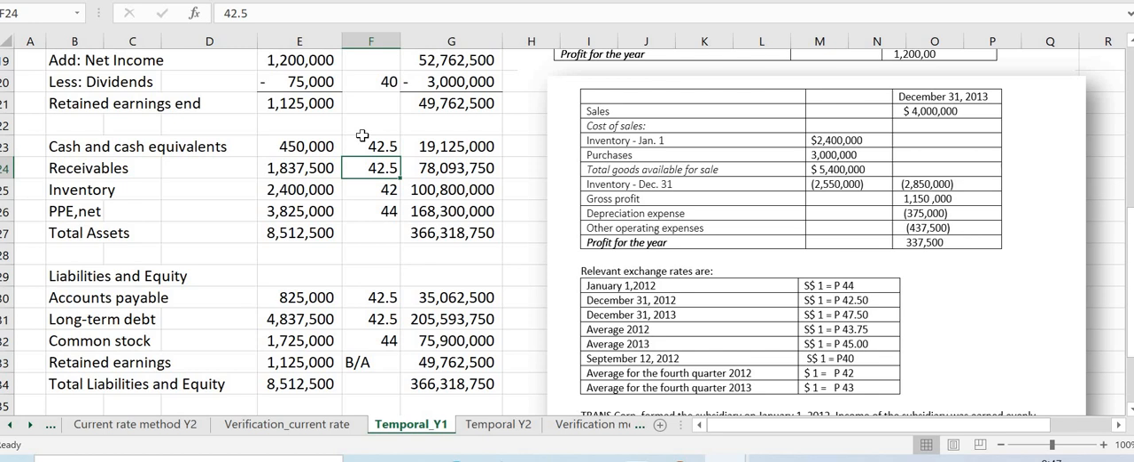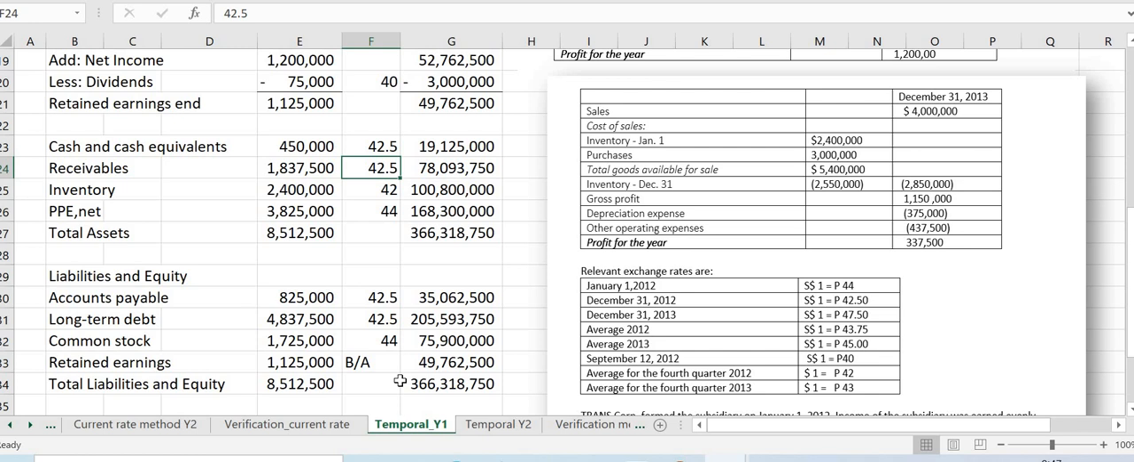So, in the current rate method, it is better that we start with the income statement. But for temporal, it is better that we translate the balance sheet first, because we make retained earnings the balancing figure. In the current rate method, the balancing figure is the cumulative translation adjustment. But for temporal, the balancing figure is retained earnings, which already has the remeasurement gain and remeasurement loss embedded.